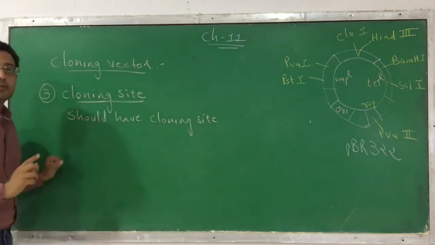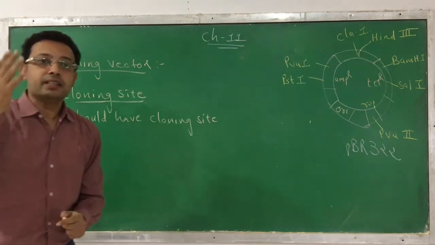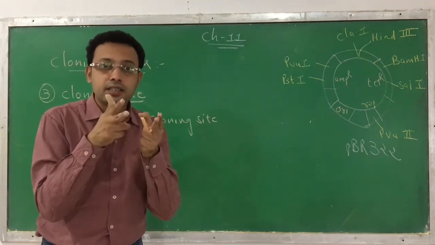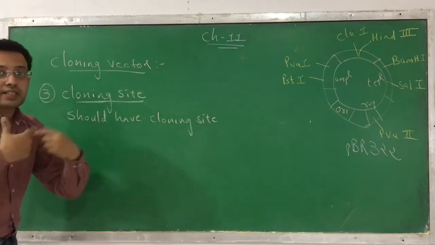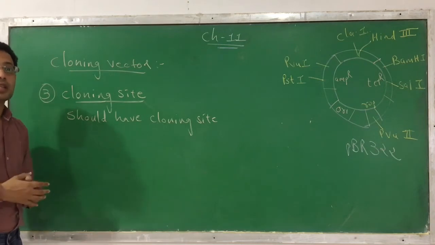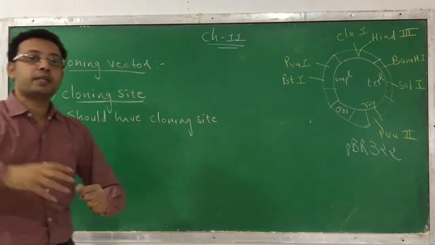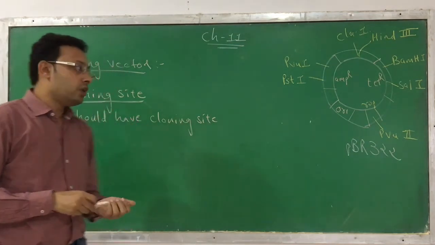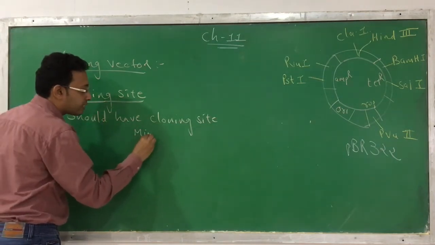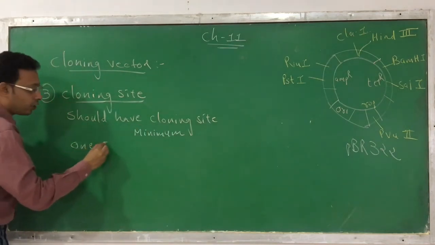should be minimum. How many should there be? Minimum, because the restriction enzymes identify these cloning sites or recognition sites and cut the DNA from this portion. So the more sites there are, the more fragments, the more pieces will form. And when lots of pieces are formed, obviously this genetic engineering process becomes complicated. Clear? So it should have a cloning site, and it should have a minimum number of cloning sites. So the minimum number is 1.